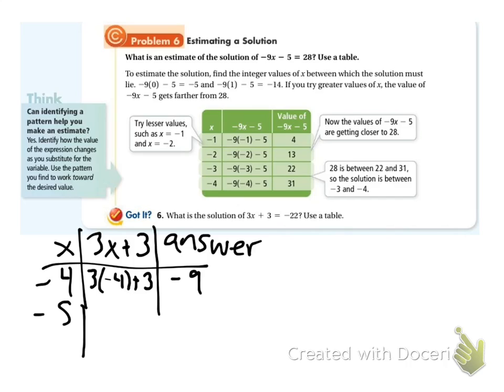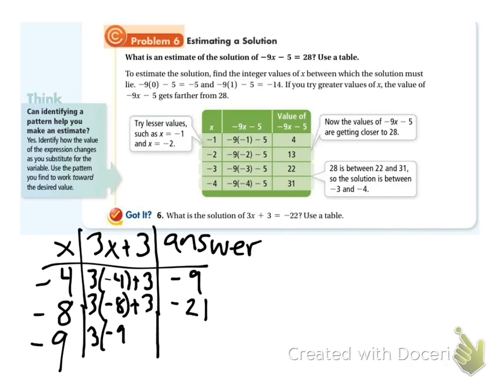Alrighty, let's try negative 8. 3 times negative 8 plus 3. Negative 8 times 3 is negative 24. Plus 3 gives me negative 21. Ooh, that's nice and close, right? I need to be a little bit bigger, so I'm going to go with negative 9.